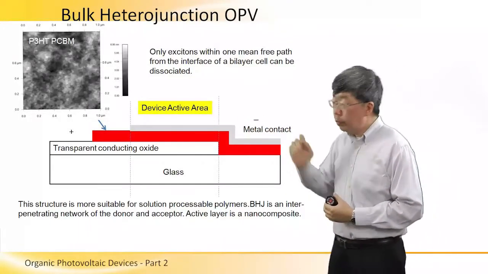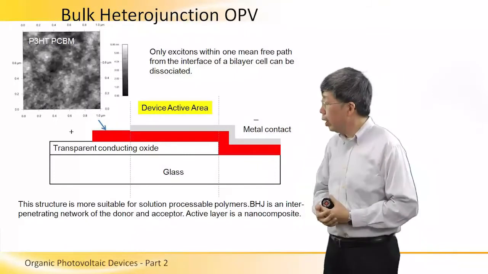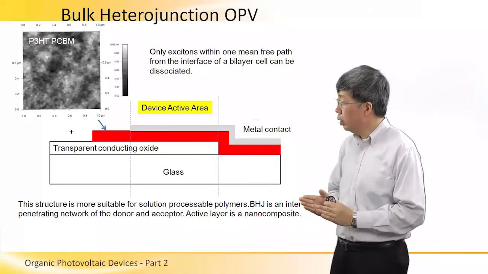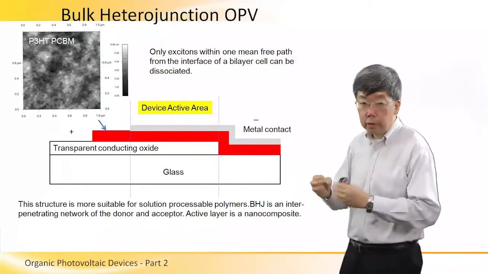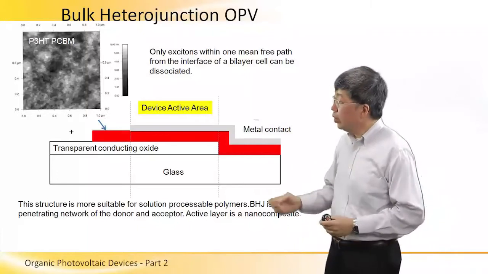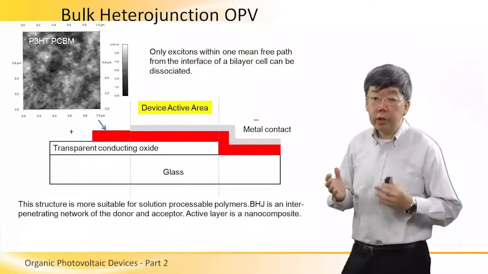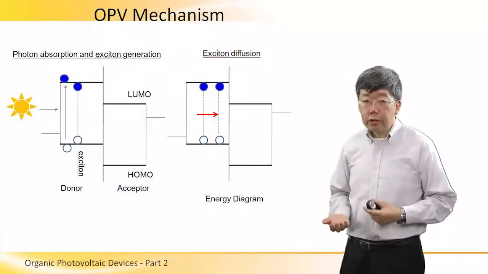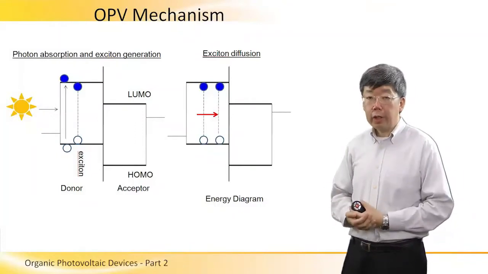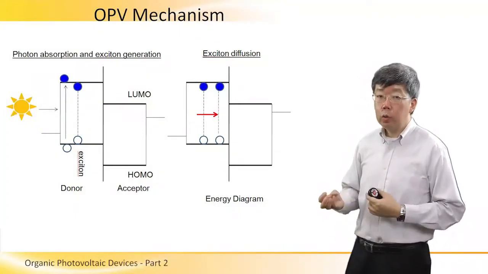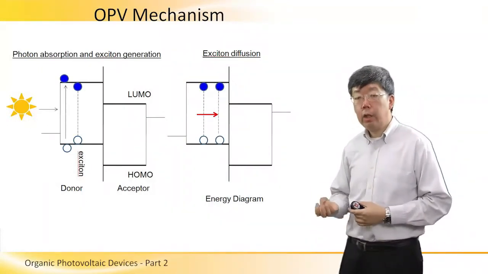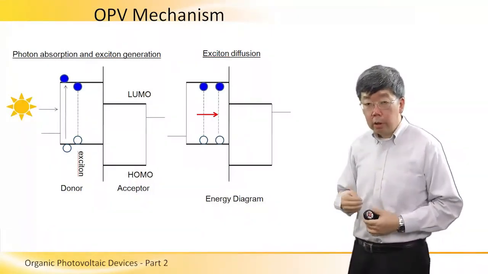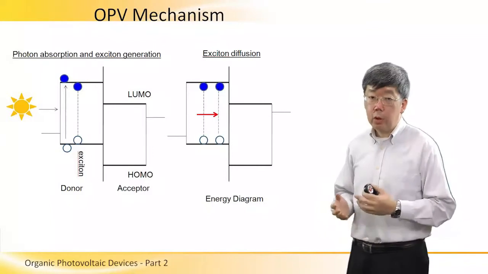So one thing which is important to point out is that only those excitons which are within a short distance from the interface can be converted into electrons and holes. And that is why we need to have this interpenetrating network. So in this part, we will explain the OPV mechanism. This means how we can convert sunlight into an electrical current by using the two device structures which we have seen.